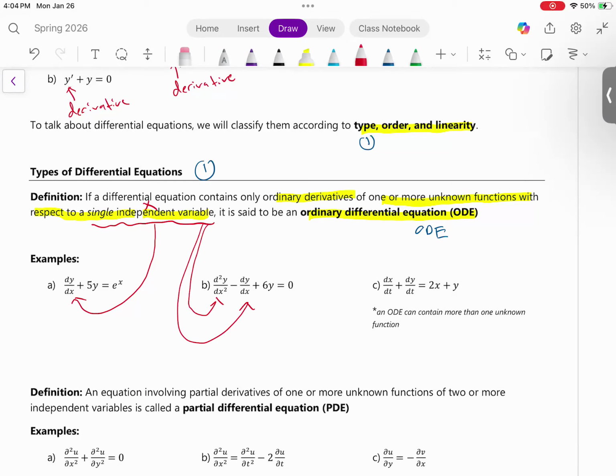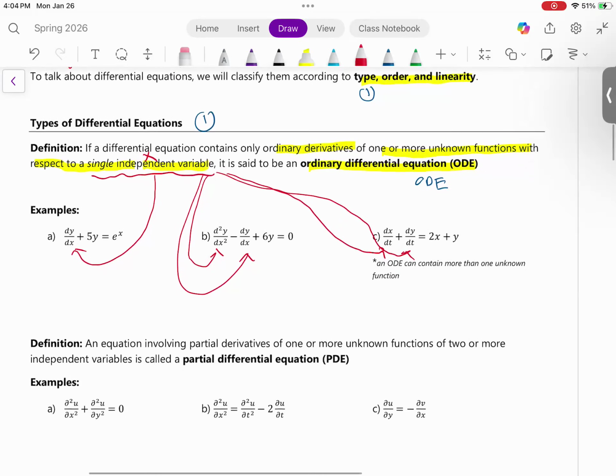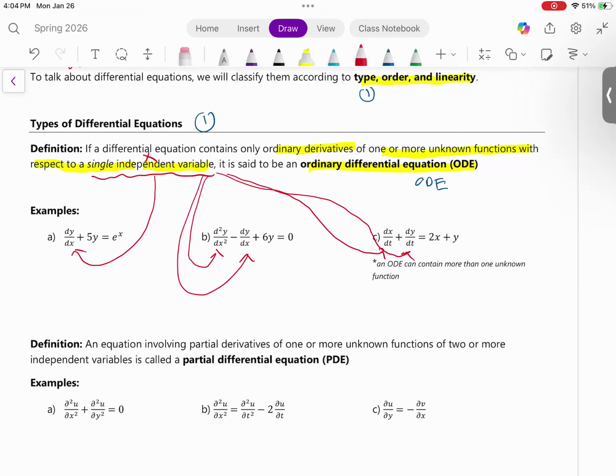So same thing with example C. We have dx over dt, dy over dt equals 2x plus y. Yeah, it's dx and it's dy, but it's all with respect to dt. Okay, so that's why it is an ODE. Everything is with respect to the single independent variable. I'm going to erase this x, but here I'll say like with respect to t. Okay, so let's keep moving.